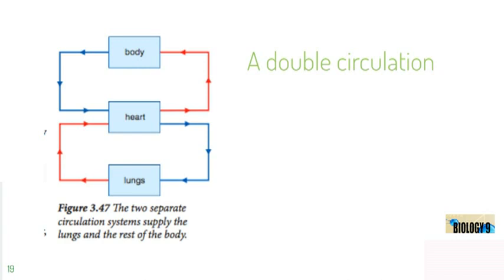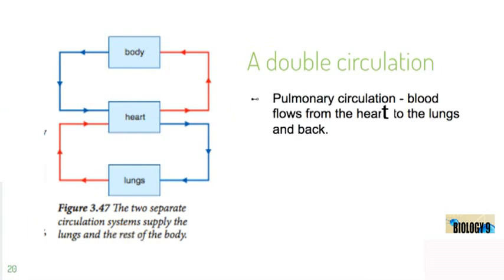This is why it's called a double circulation. It's pumping some all the way around the body and then it comes back, and then also one to the lungs and back. This is 2 separate circulation systems. It's known as a double circulation system. Really important that you guys get that. Pulmonary circulation, anything pulmonary is referring to the lungs. So this is blood flowing from the heart to the lungs and back.